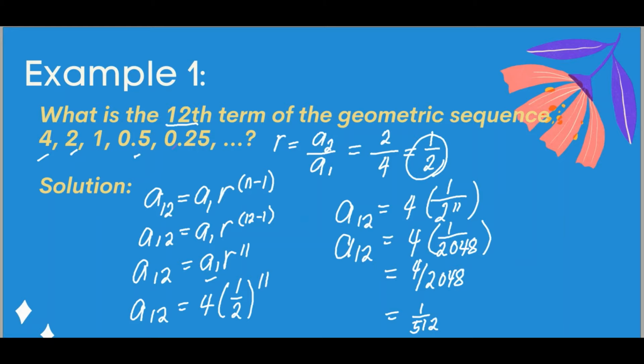Or since the given is in decimal, we change our final answer to decimal, which is 0.001953. So the a sub 12, or the 12th term of the geometric sequence, is 0.001953.